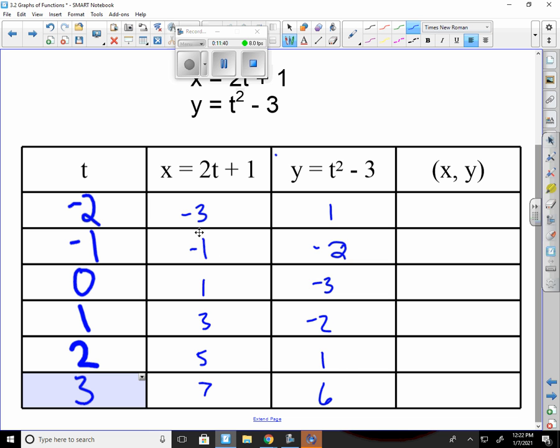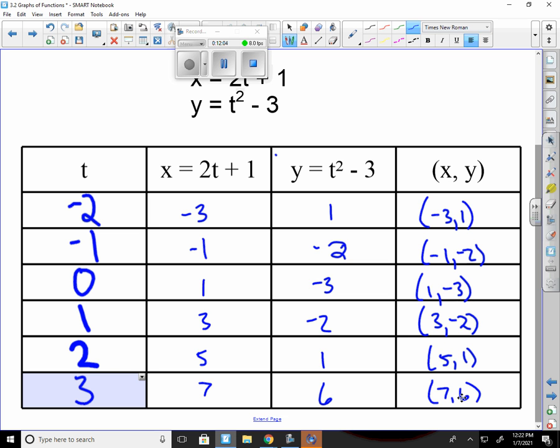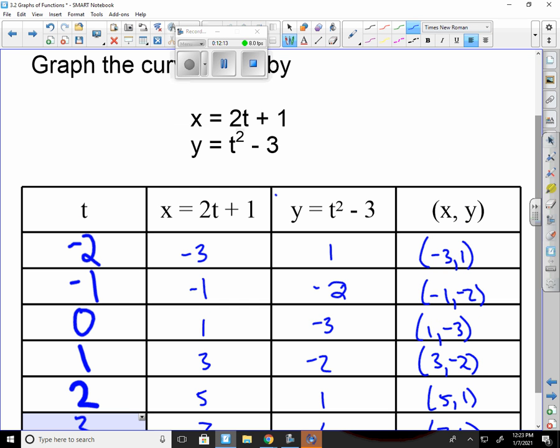Now, based off of these values, I have my new x and y. Negative 3, 1. Negative 1, negative 2. 1, negative 3. 3, negative 2. 5, 1. And 7, 6. Now I could just graph those points, and that would show me what my parametric equations give me.